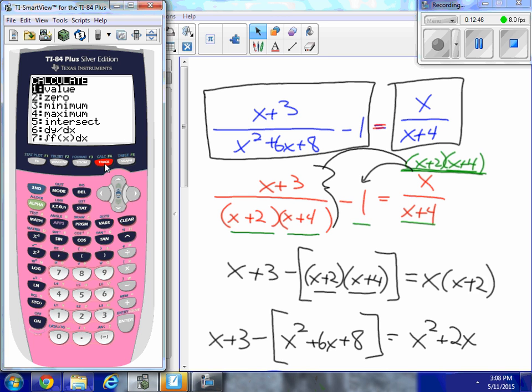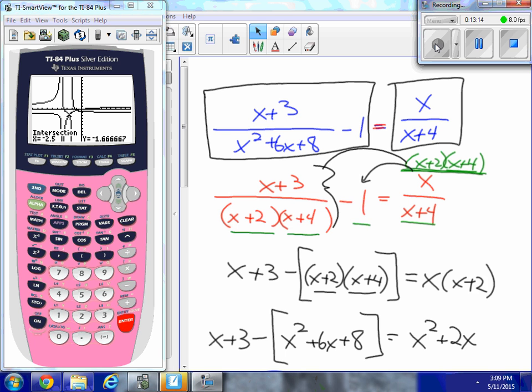Second, calc, intersect. Maybe that's the problem, that my first curve wasn't in the right spot. First curve there, second curve is fine, yes, no. And it comes out negative 2.5, which is the same thing as negative 5 halves. So I think it's kind of easy to use your calculator to check these. I certainly think it's more fun, but you can do it algebraically and you can do it on your calculator.